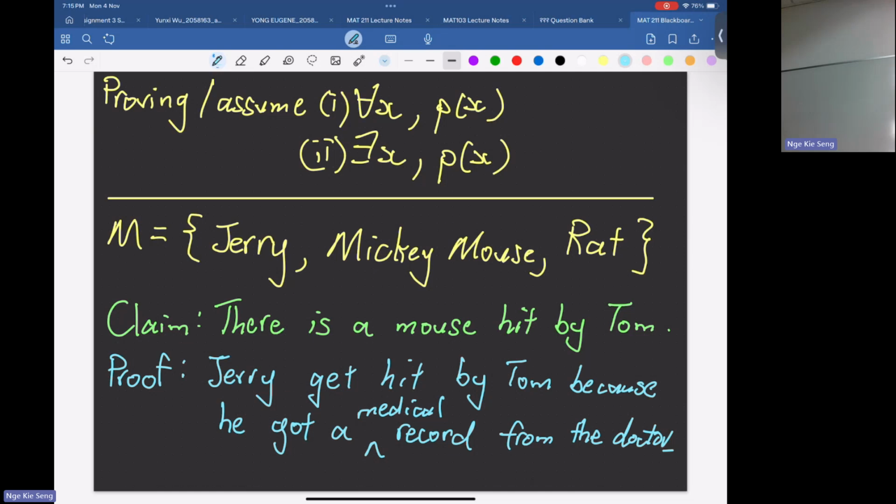Let's say Jerry, Mickey Mouse, and Rat all do not get hit. Can you still prove this claim or not? Then this claim is false.